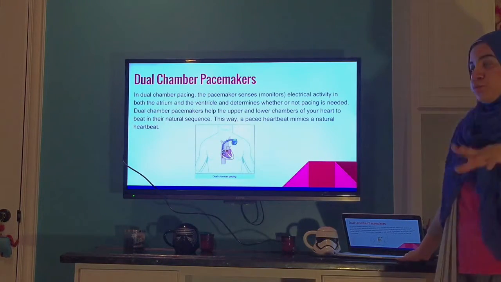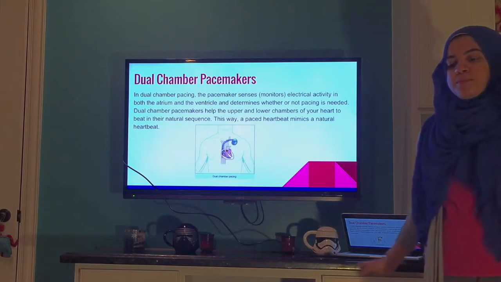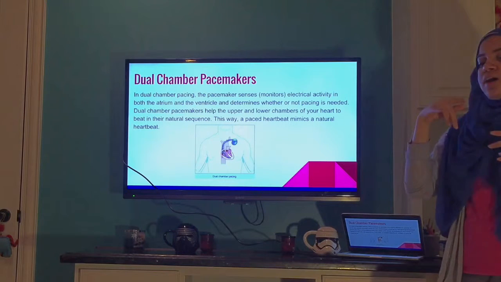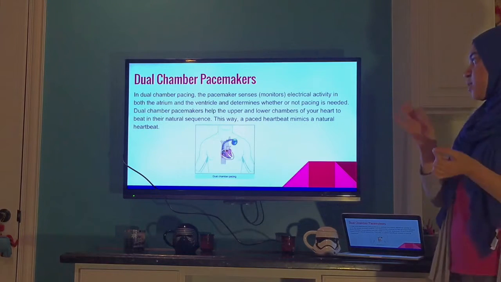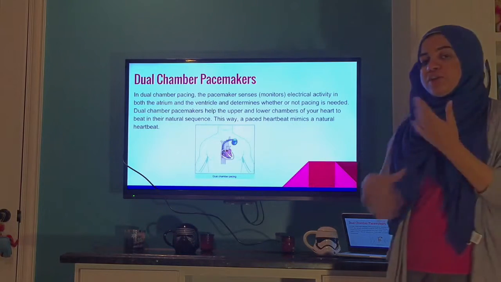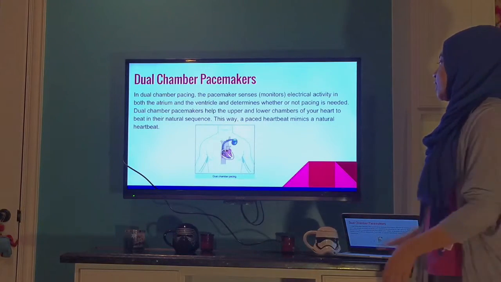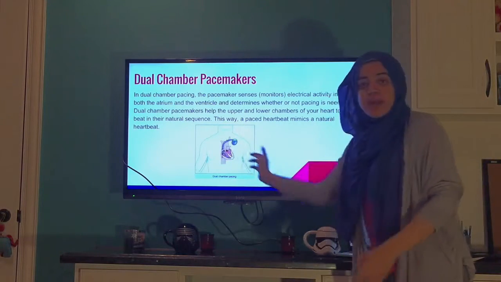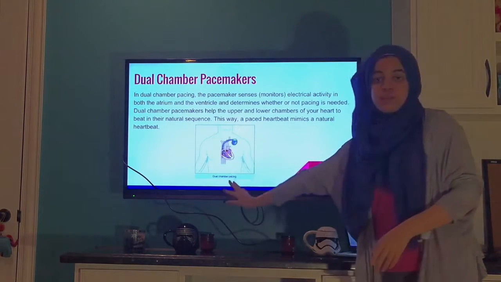For a dual chamber pacemaker, it'll deal with both the atrium and the ventricle, and it'll have 2 leads in there, and it'll help those 2 chambers have a natural sequence as well. And here in the diagram, as you can see, there's 2 leads. There's one sitting right here in the atrium, and there's another one sitting in the ventricle.